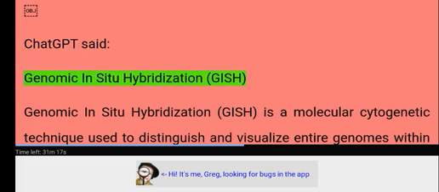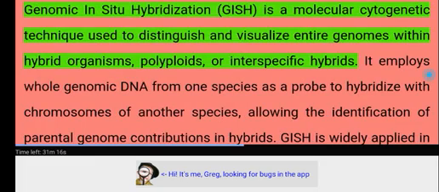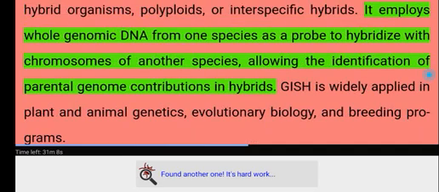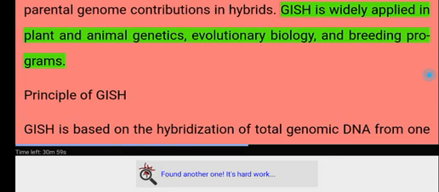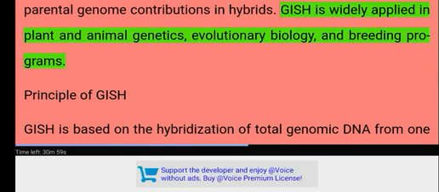ChatGPT said. Genomic in situ hybridization, GISH. Genomic in situ hybridization, GISH, is a molecular cytogenetic technique used to distinguish and visualize entire genomes within hybrid organisms, polyploids, or interspecific hybrids. It employs whole genomic DNA from one species as a probe to hybridize with chromosomes of another species, allowing the identification of parental genome contributions in hybrids. GISH is widely applied in plant and animal genetics, evolutionary biology, and breeding programs.